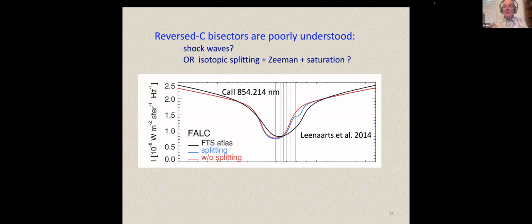Now, this mechanism has to occur to some extent, but if it's really dominant, then we would expect the line bisectors to have the opposite behavior of what we see. So this is probably not a dominant effect. This would increase the span of the bisector when the sun is active, whereas we see the opposite effect.